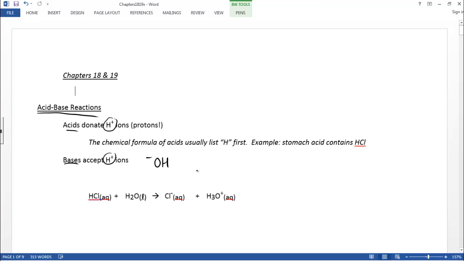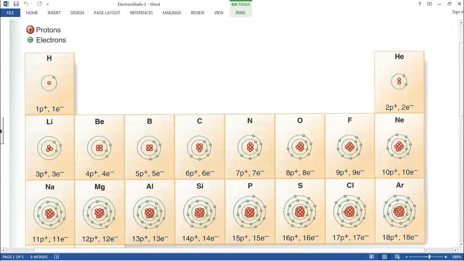Now, you might be asking yourself, how come there's a whole field of chemistry devoted to the H+ ions? There's a lot of other positive ions out there. Sodium's probably the most common one. Sodium starts with 11 electrons, 11 protons, and when it loses one, then you have the sodium cation. Lithium, same thing.